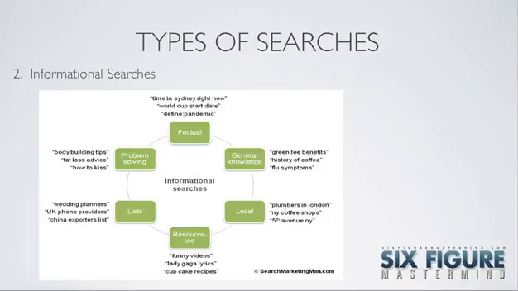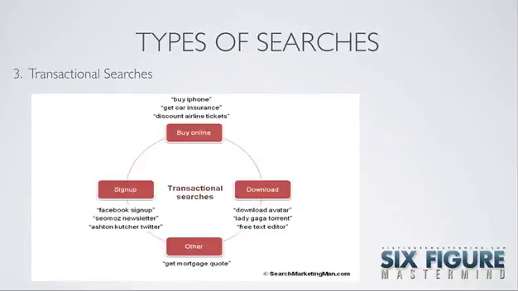Now the third one is what's called a transactional search. This is the type of search that can really impact your business from a revenue standpoint, because these are people that have their credit card in hand and are ready to buy. So someone searches buy iPhone or get car insurance or discount airline tickets. These are all people that have already probably done the research. They're just trying to find the best spot to purchase it online.